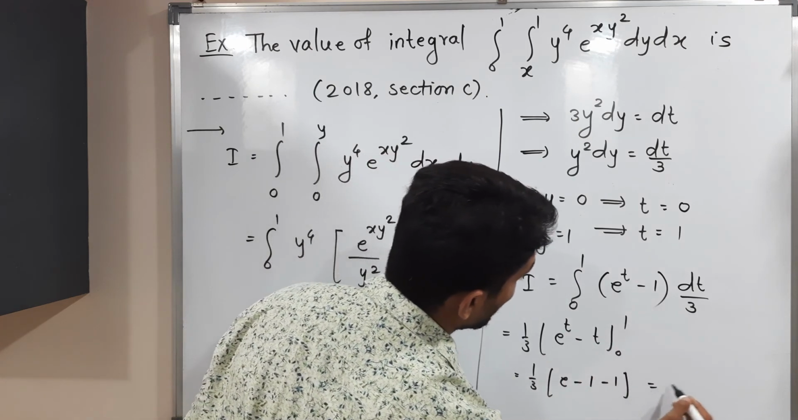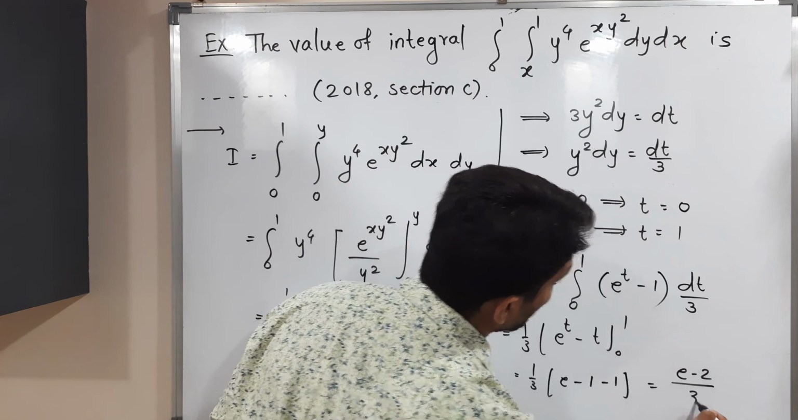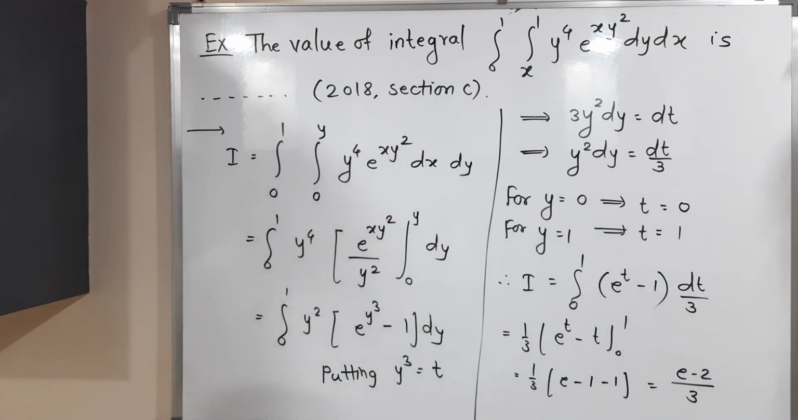So what is the final answer? (e minus 2) by 3. So this is the required answer. You can make a screenshot of it, then we will stop. Thank you. Bye bye.